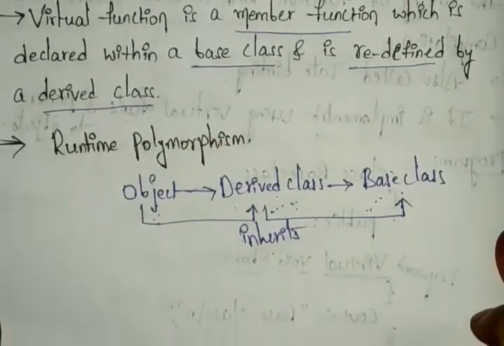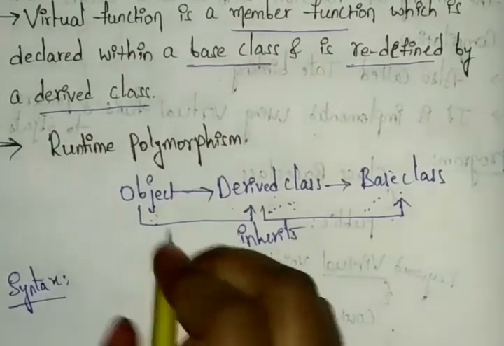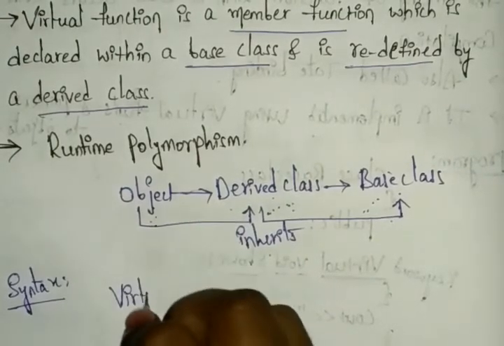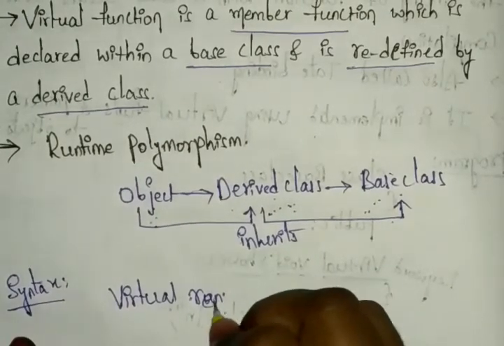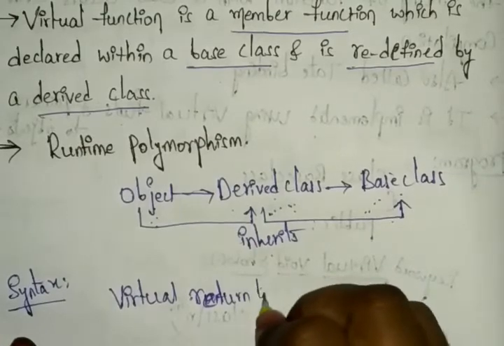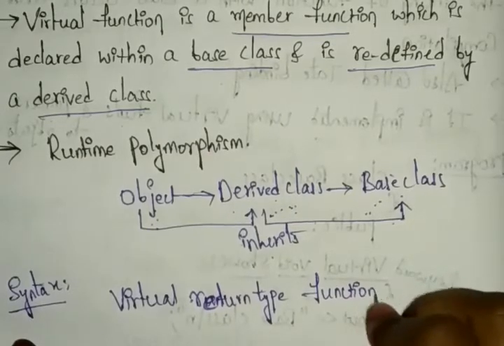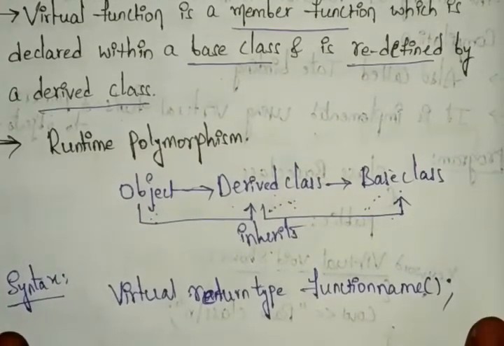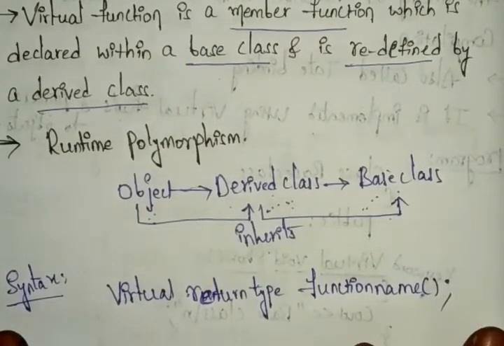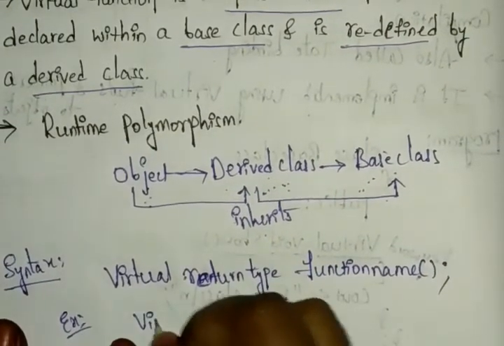If you need to define these virtual functions, you can write one syntax. Here we have virtual, and next the return type. Return type means, whatever you have, like void, you can type here. Next you write the function name with a semicolon. Virtual, then the return type, and next the function name. For example, virtual, here virtual is the keyword.